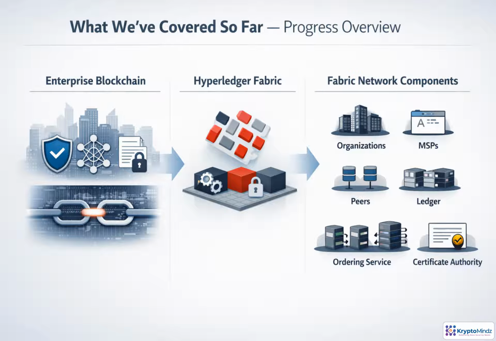We've seen why enterprise blockchain needs a modular, permissioned approach. Now we'll look at the main components that make a Fabric network run and then connect them into the flow of a transaction.